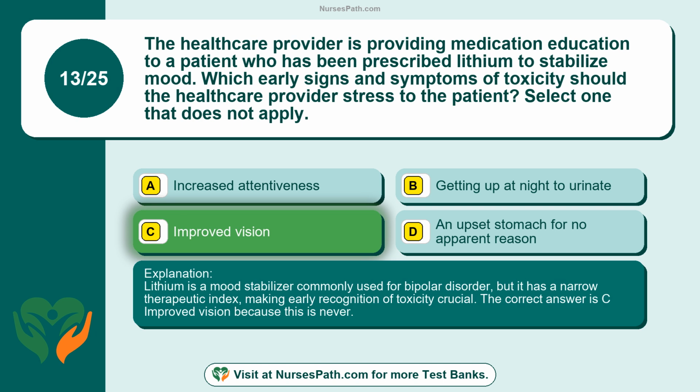Lithium is a mood stabilizer commonly used for bipolar disorder, but it has a narrow therapeutic index, making early recognition of toxicity crucial. The correct answer is C, improved vision, because this is never.